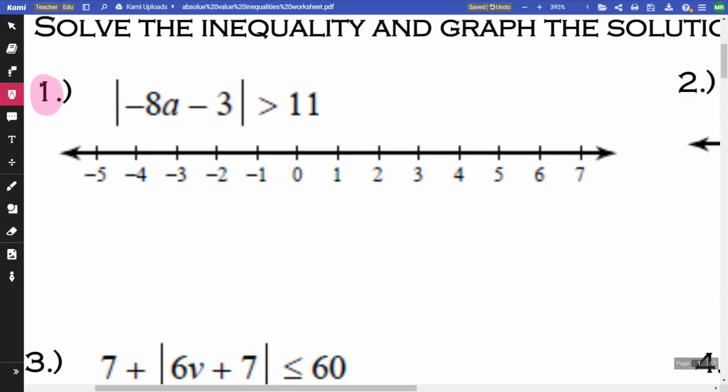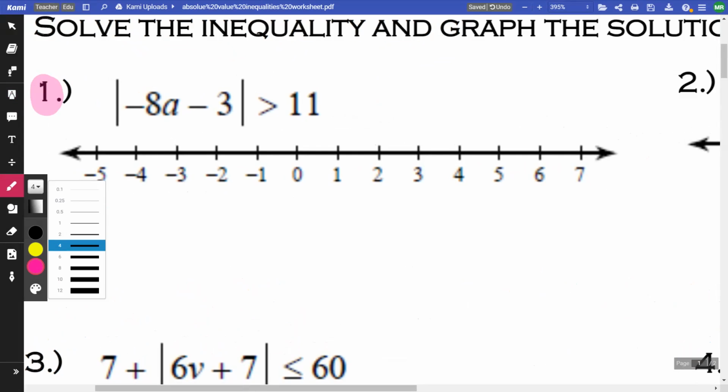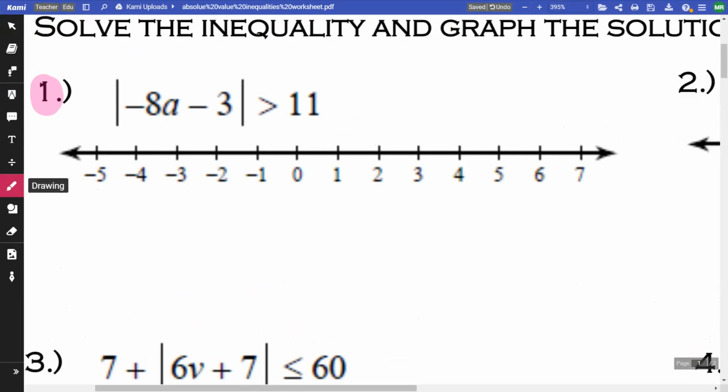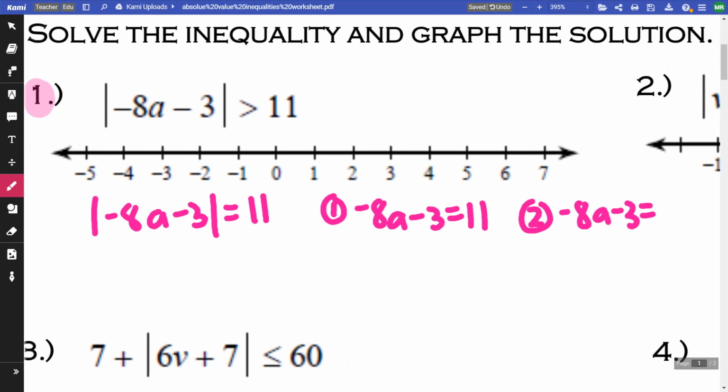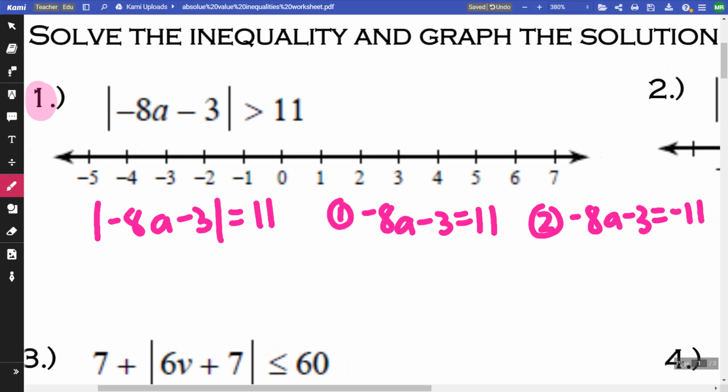Then what I'm going to do is I really am going to think of this as an equation. So I'm going to think of it as absolute value of negative 8a minus 3 equals 11. And I'm going to write my 2 equations. So one equation is going to be negative 8a minus 3 equals 11. And my second equation is going to be negative 8a minus 3 equals a negative 11. And I'm going to solve each of those.